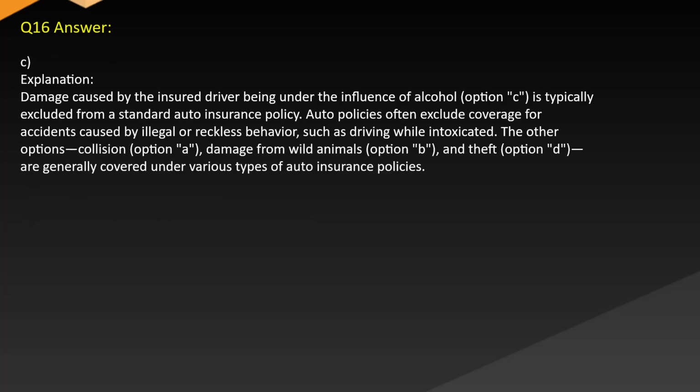Answer C. Explanation. Damage caused by the insured driver being under the influence of alcohol, option C, is typically excluded from a standard auto insurance policy. Auto policies often exclude coverage for accidents caused by illegal or reckless behavior, such as driving while intoxicated. The other options, collision, option A, damage from wild animals, option B, and theft, option D, are generally covered under various types of auto insurance policies.